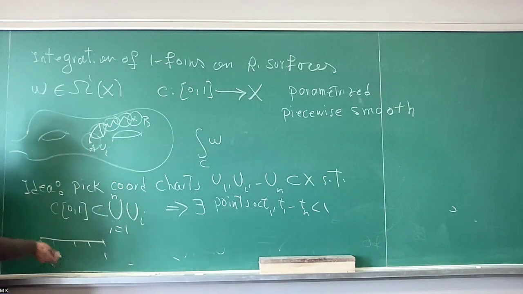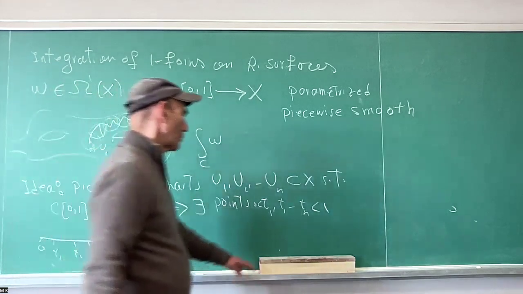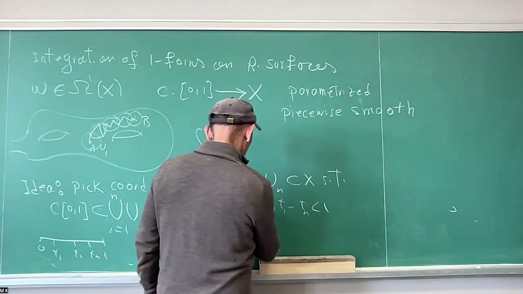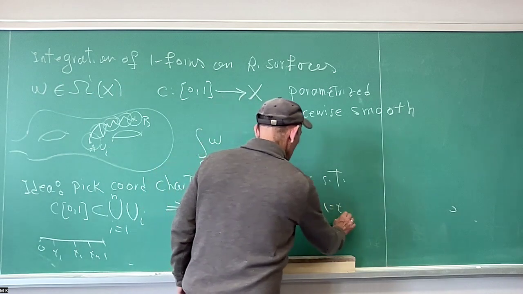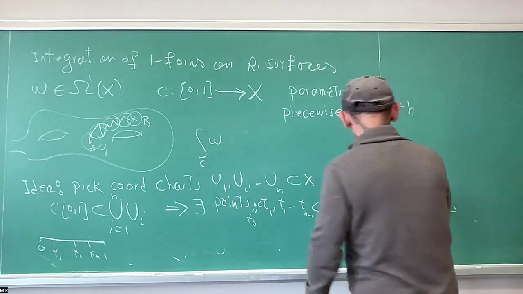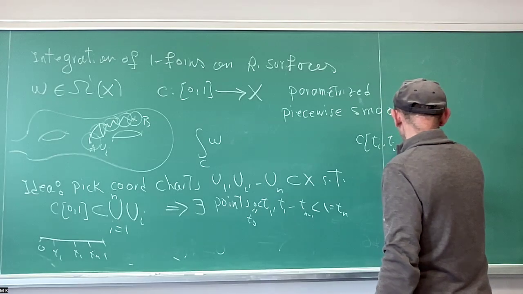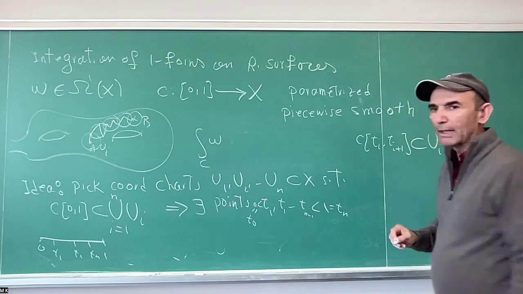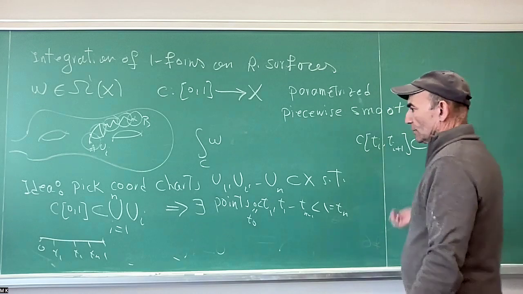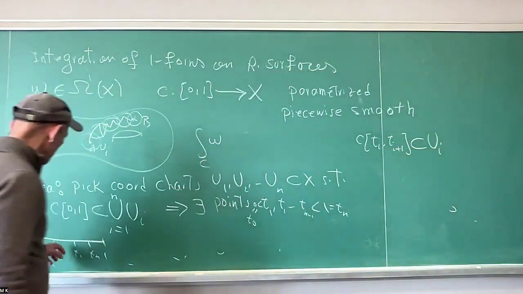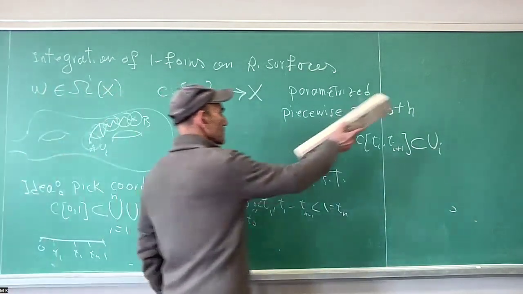You have to choose points such that there is T1, T2, Tn, such that, or maybe I just say this is equal to T0, and this is Tn minus 1, and this is equal to Tn, such that C of Ti, comma Ti plus 1, is inside this chart UI. We can always do that because of compactness, right? So then what you do, you just pull back this form to a one form over this section, and you integrate it over that section. So that's our definition.